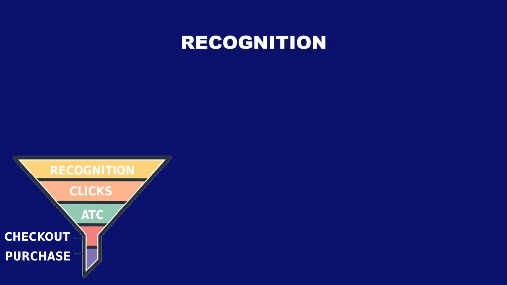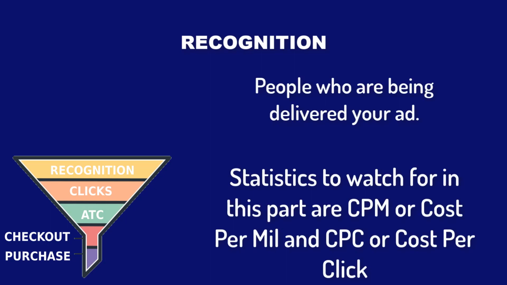Top level, recognition. At the top of our customer funnel is recognition. This is how many people are seeing your ad. In most cases, the only thing you can look at here is your CPM or cost per mil. This is the cost to you to have your advertisement shown to 1,000 people.